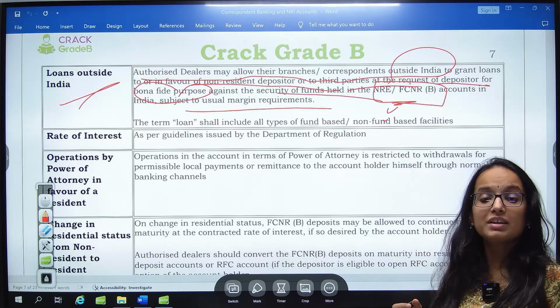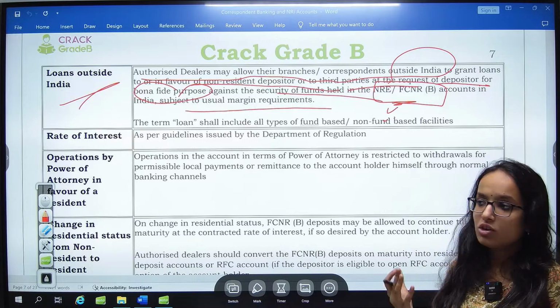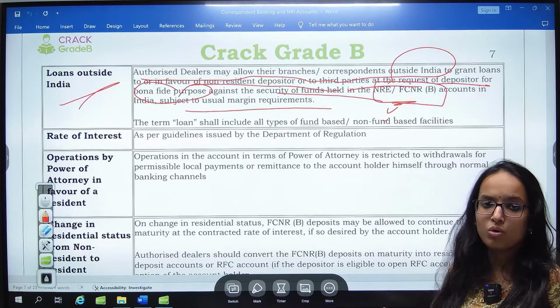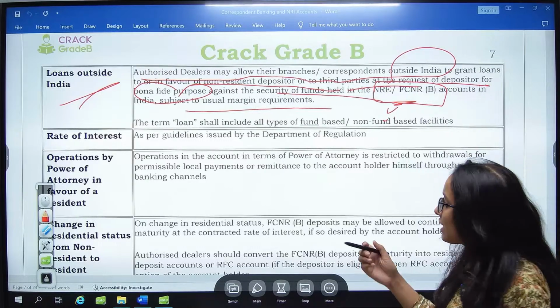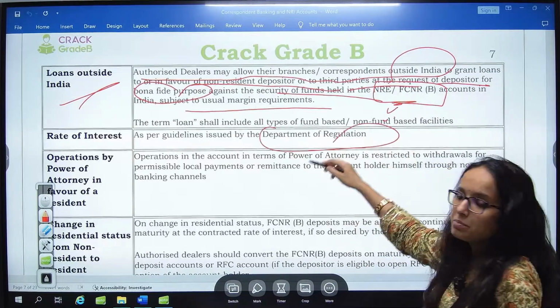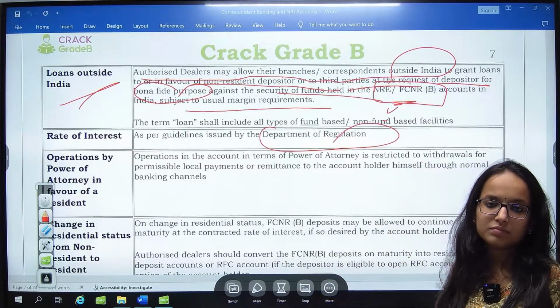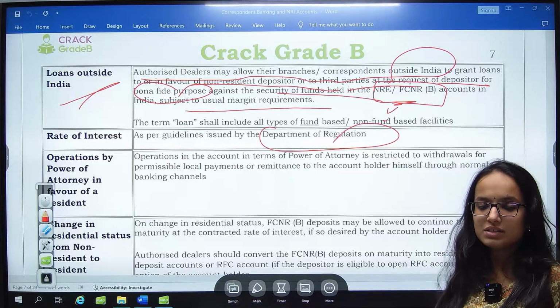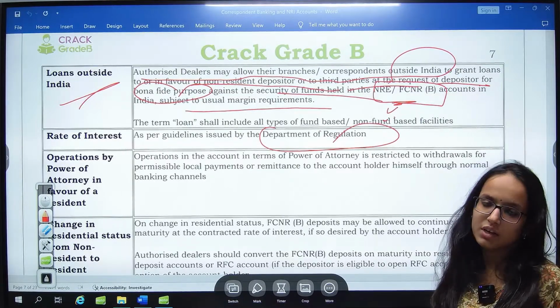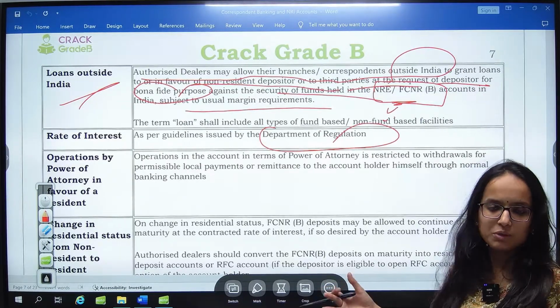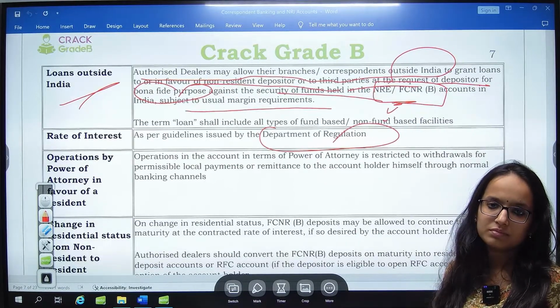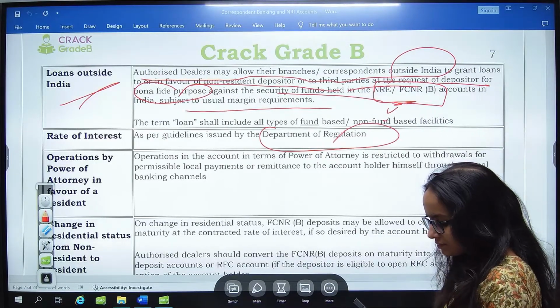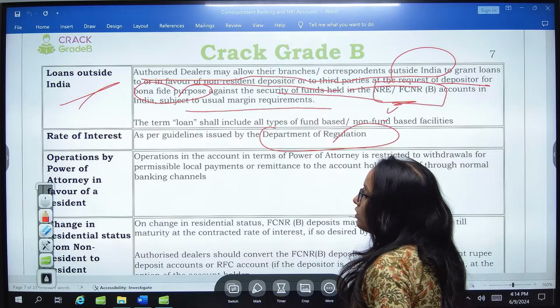Then what will be the rate of interest charged in all these things, deposits, loans of FCNRB account holder? That would be decided by the Department of Regulation of RBI. Clear? Similar was the provision in case of NRE account as well, right? So this is the thing.